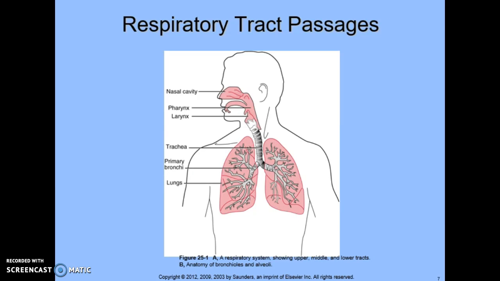Okay, here we see the respiratory tract passages. You can find this in figure 25.1 in your book, and this shows not only the upper but the middle and lower tracts as well.